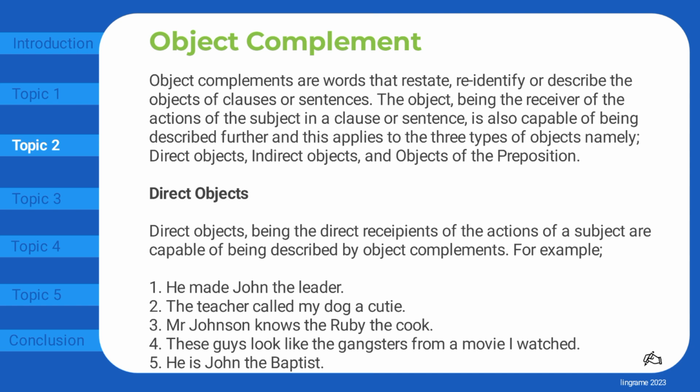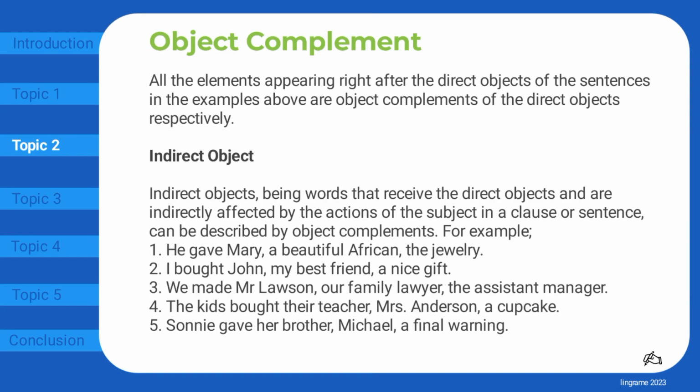The teacher called my dog a cutie. Mr. Johnson knows Ruby the cook. These guys look like the gangsters from a movie I watched. He is John the Baptist. All the elements appearing right after the direct objects of the sentences in the examples above are object complements of the direct objects respectively. Indirect object.